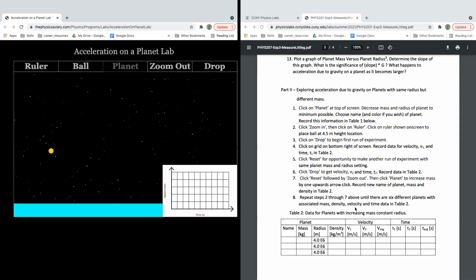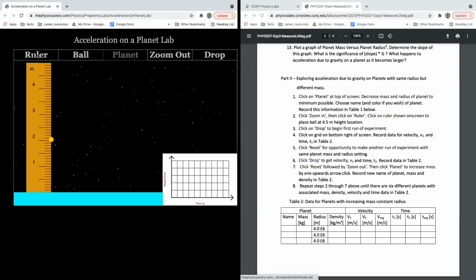So now we zoom in already. We want to have a ruler, and then place the ball at 4.5 hertz. So I just click here, 4.5. What I did was just click the height of the higher level of the ruler, so the ball started moving up.